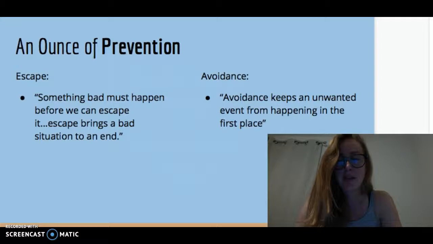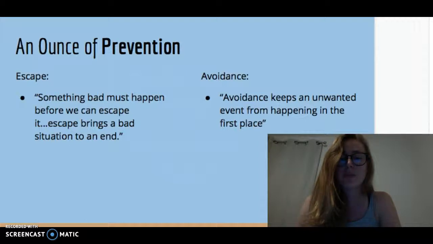An ounce of prevention. Sidman refers to avoidance as an ounce of prevention. Prevention is the key term here. In order to prevent running out of gas, you fill up your car when the light goes on, or when your tank is low. In order to prevent running out of food, I go to the grocery store every week.